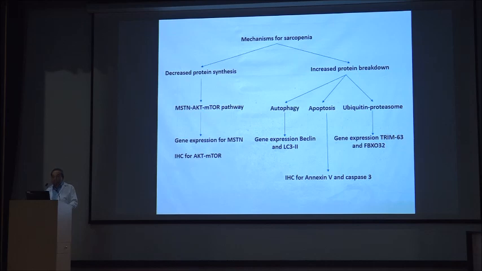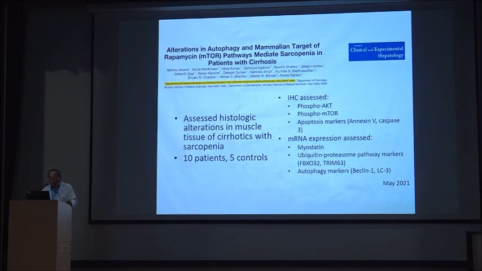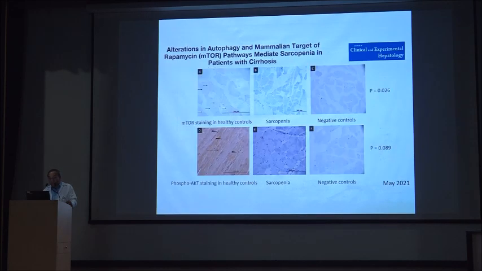And then to study the mechanism, you see that there is decreased protein synthesis and increased protein breakdown. So we studied the MSTN, AKT, mTOR pathway and gene expression of MSTN, ISC for AKT and mTOR. For the autophagy pathway, we looked at gene expression of beclin and LC3. For apoptosis, annexin B and caspase 3. And for the ubiquitin proteasome pathway, gene expression of TRIM63 and FBXO32. This was assessed in 10 patients, and what we have observed is that mTOR signaling in sarcopenia was impaired.